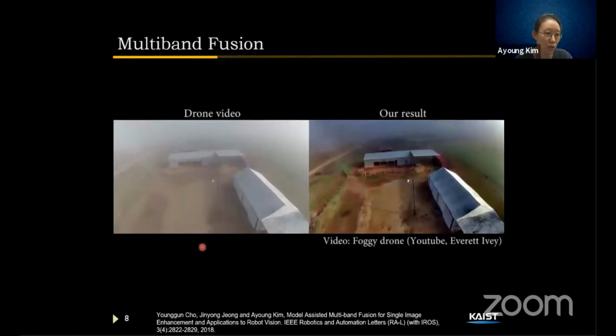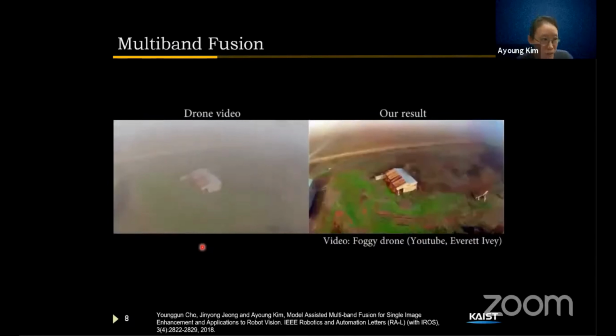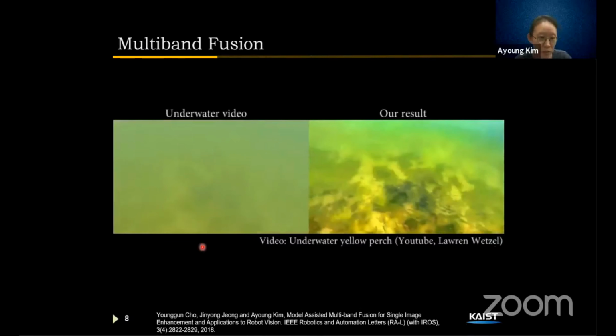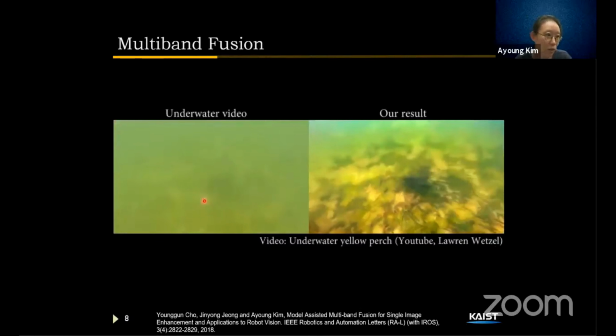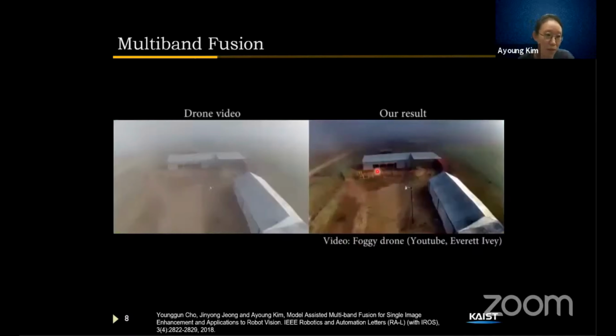That's good if we know everything in advance, but in many other robot applications, sometimes we don't have that prior information. In that case, we have to rely on image processing. So we found multiband fusion would be a nice solution for this. As you see from the underwater or the drone video, we can make things very clear.